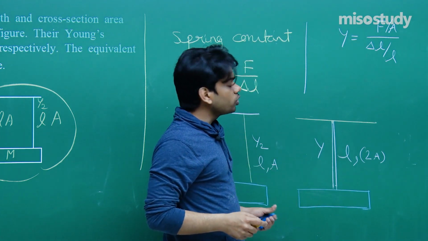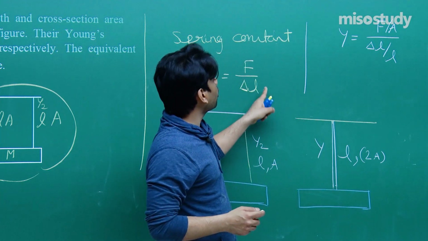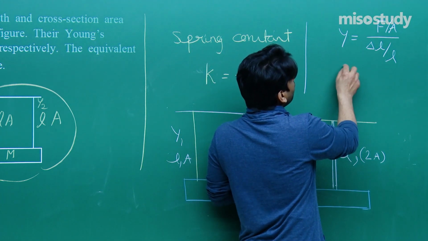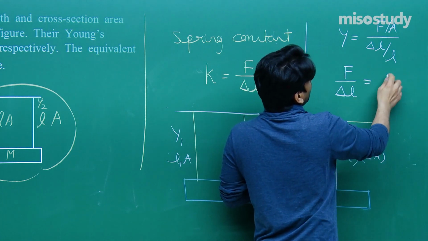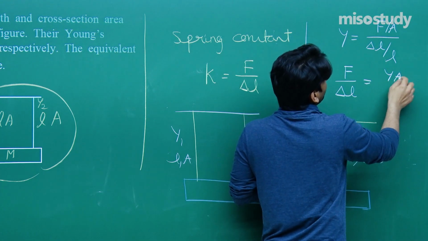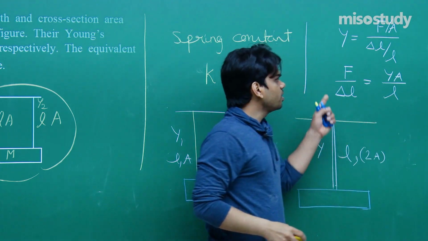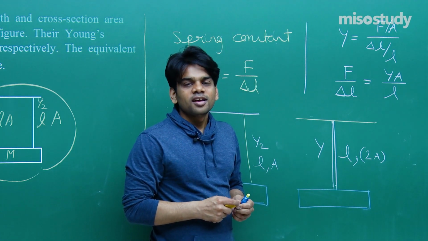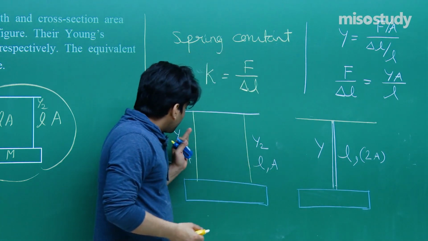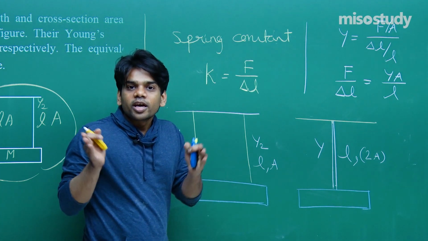Load is the same in both the wires. Now how can we identify it? We want F upon delta L. So F upon delta L can be written as Y into A divided by L. We can write F upon delta L is equal to YA divided by L.